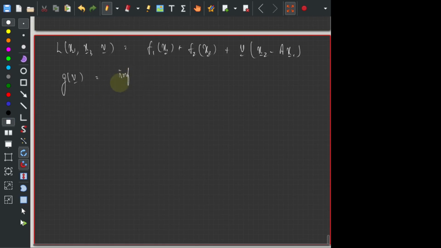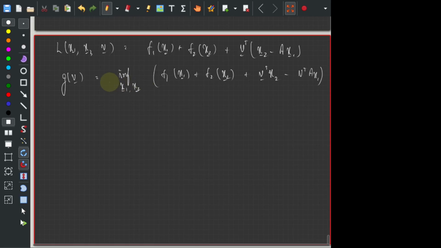So it's the infimum over all possible x1, x2 of L of x1, x2, v, which is f1 of x1 plus f2 of x2 plus v transpose x2 minus v transpose A x1. And the minimization is over all possible x1, x2 in the respective domains.